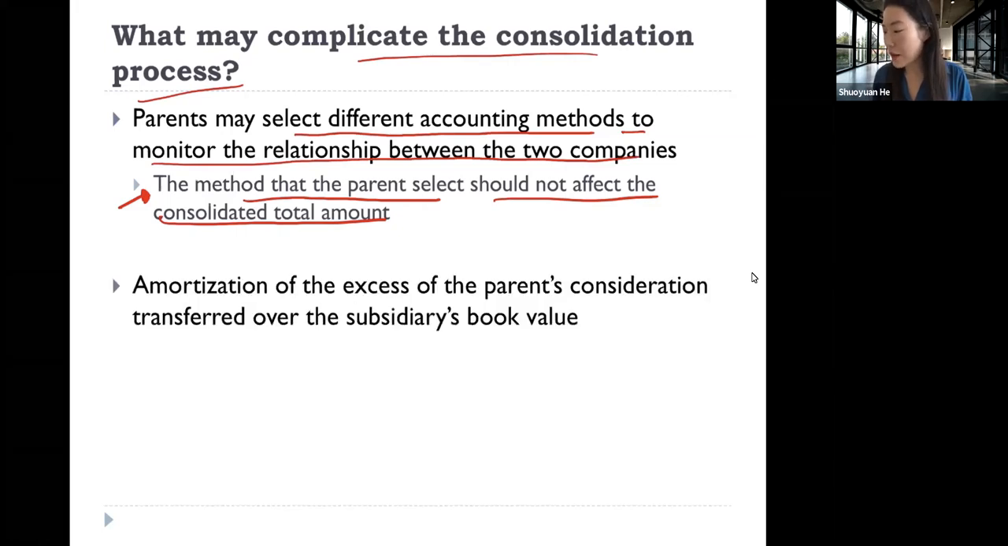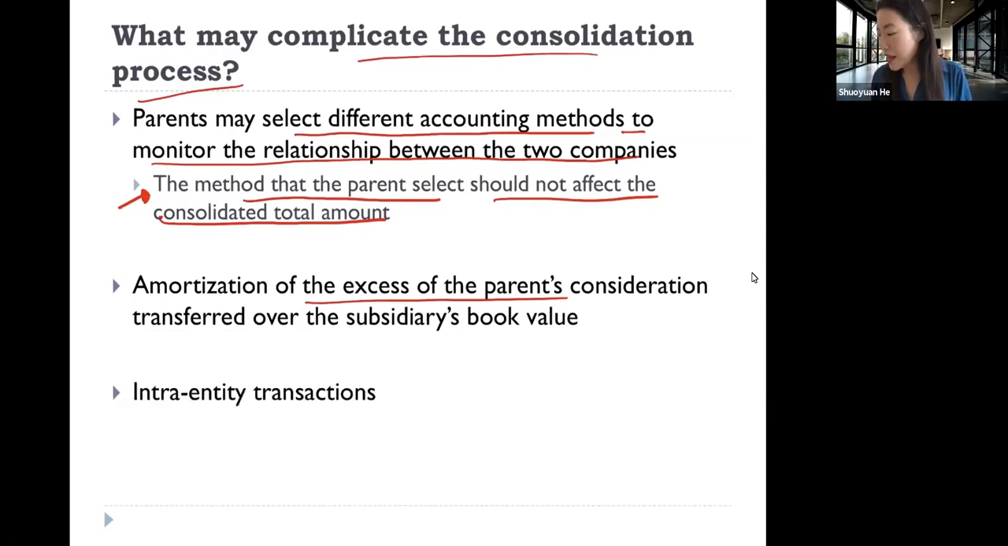Also, the amortization of excess payment may complicate the consolidation process, which we are going to talk about in the next class. And intra-entity transactions will also add a lot of complexity to the consolidation process, and we're going to talk about this in later classes. So those are the situations that may complicate the consolidation process. In the rest of today's class, we're going to start talking about the different methods the parent can use to monitor its relationship with the subsidiary.